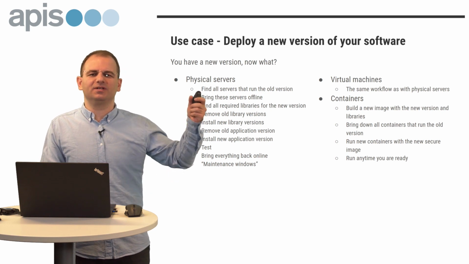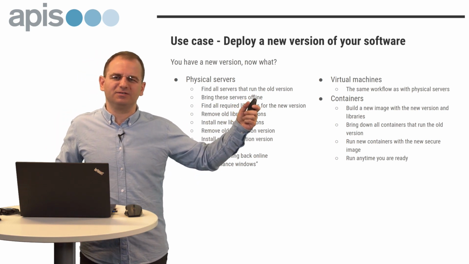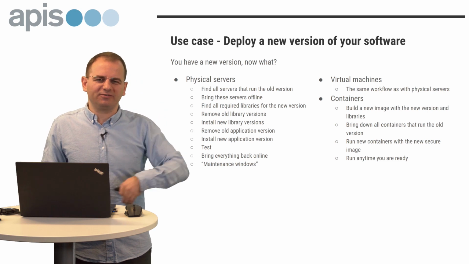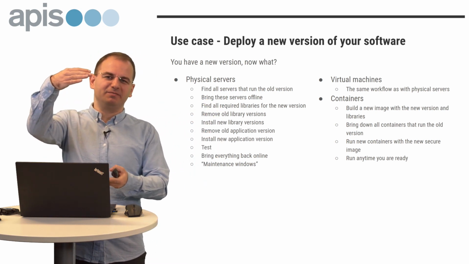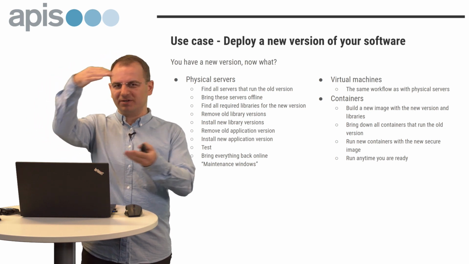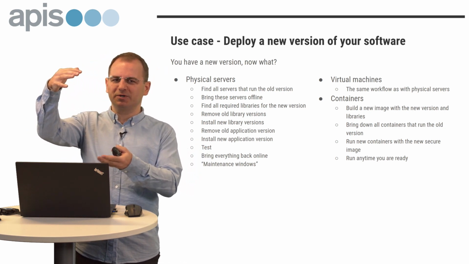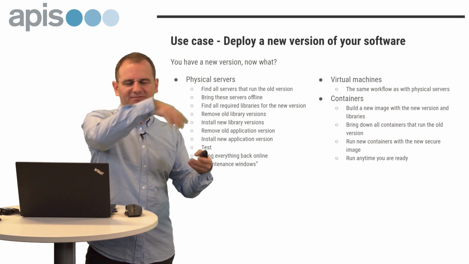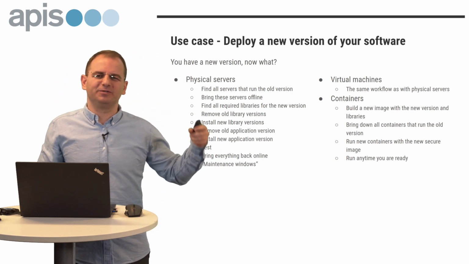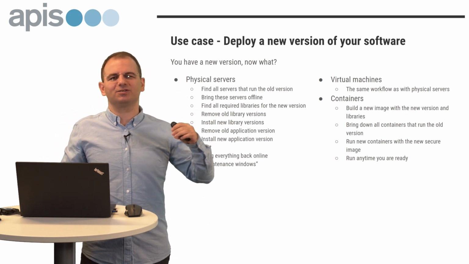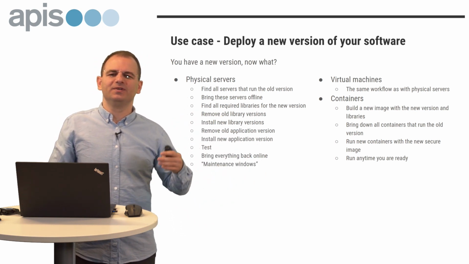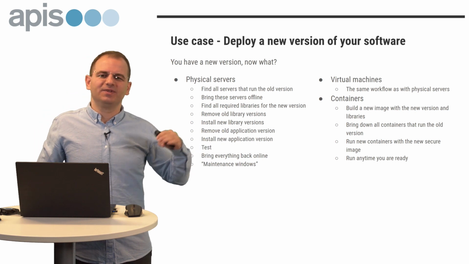So you need to find all the servers that run the old version, bring them offline, have a compatibility matrix of the old version and the new version, what libraries were needed for the old version, what libraries were needed for the new one, and so on, remove them, install the new ones, remove the old application or upgrade it to the new one, or install the new one, and so on.